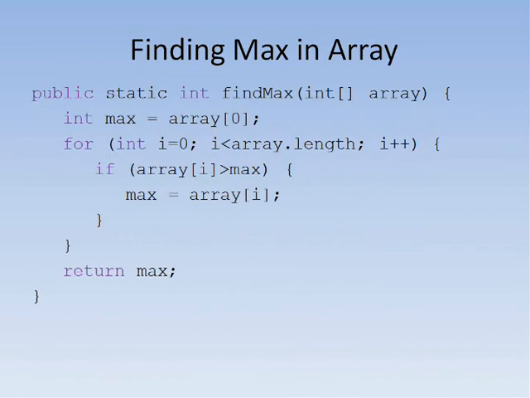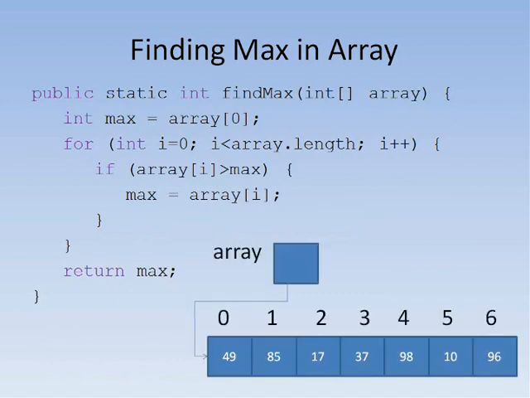Next, we'll show how to find the maximum value of an array that has at least one element. The code first sets max to be the first element, and then loops through the array. If it ever finds something larger than max, it replaces the value of max. Let's look at what happens in a sample run.